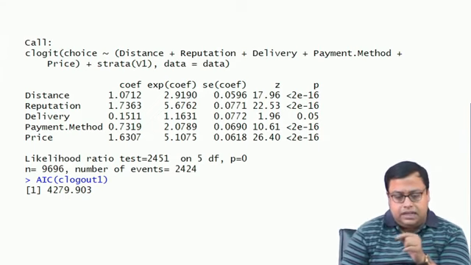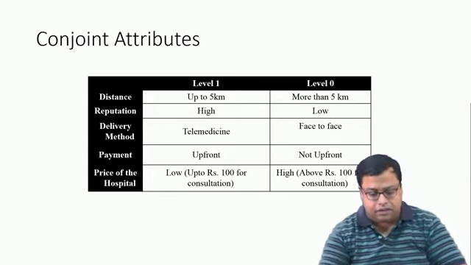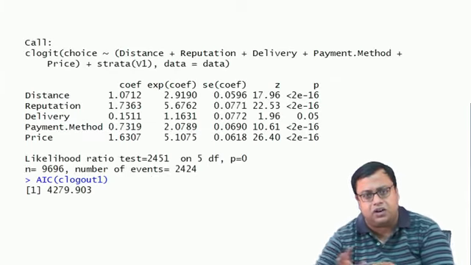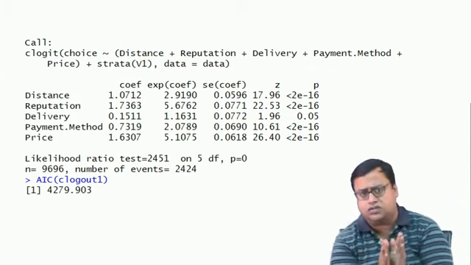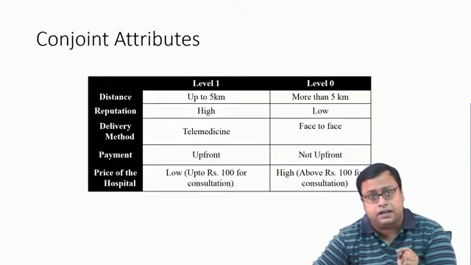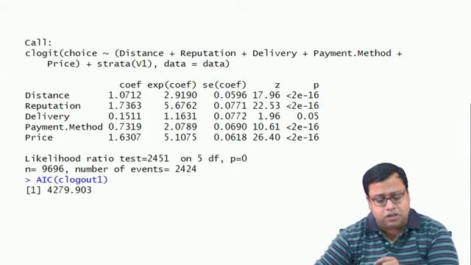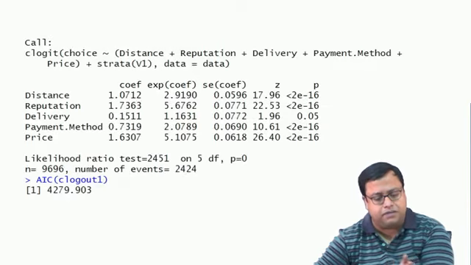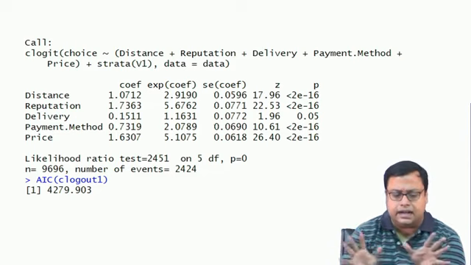Similarly, delivery: the delivery method from face to face to telemedicine. The preference is a slight 0.15, which is significant or not significant, I do not know whether it is higher than 0.05, but whatever the case, the effect is not very strong. And then what about the payment method? People actually like upfront payment, so they preferred level 1 over level 0. This is very important. And then price, obviously they prefer low price. High is level 0, low is level 1, so they prefer it, because 1.63. The most important factor is reputation and then price. It makes sense till now.